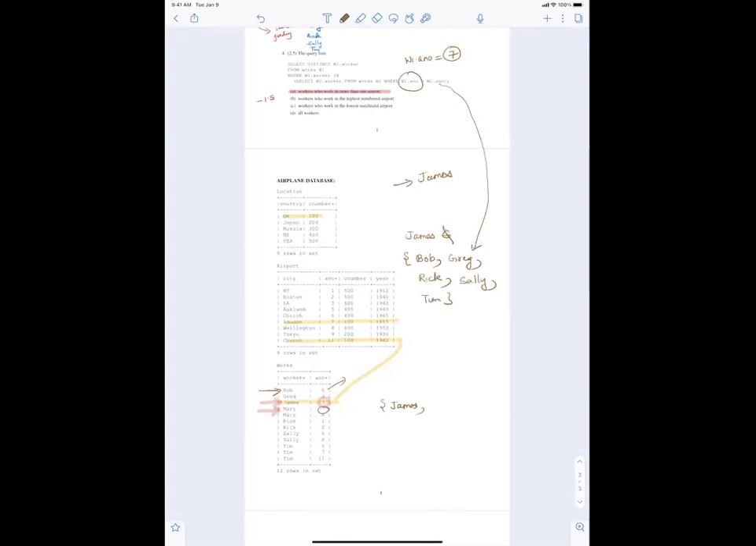Similarly, Bob will not be an element. Greg will not be an element. Then who else is working only on a single airport?